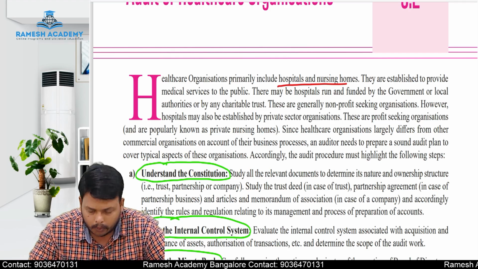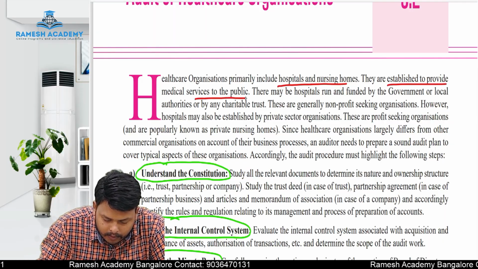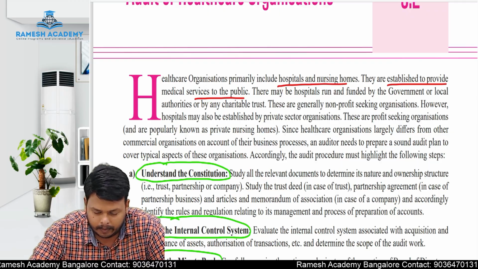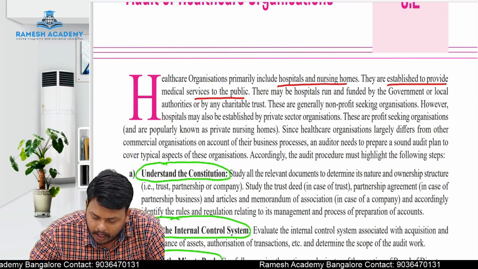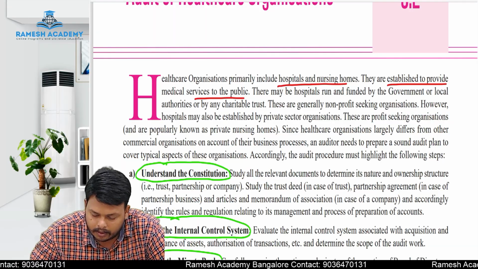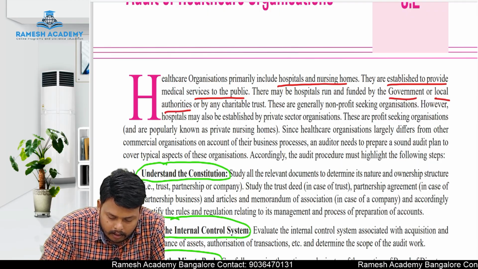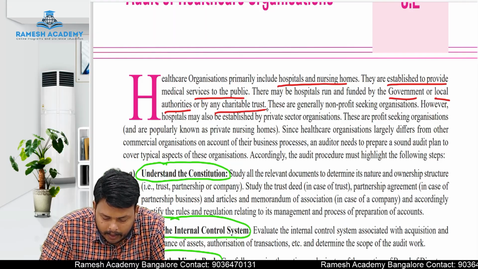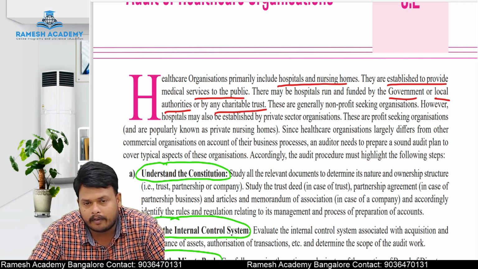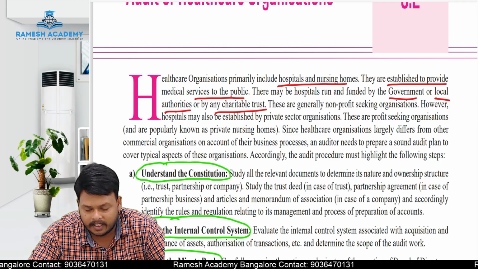Healthcare organizations primarily include hospitals and nursing homes. They are established to provide medical services to the public. For what purpose are these hospitals and nursing homes established? For providing medical services to the public in need. These hospitals are run and funded by the government, or by local authorities, or are run by a charitable trust. So these hospitals are funded either by the government, or by a local authority, like BBMP, or otherwise by a charitable trust.